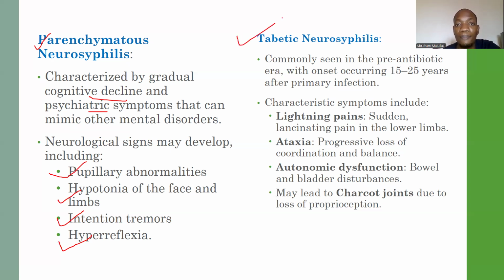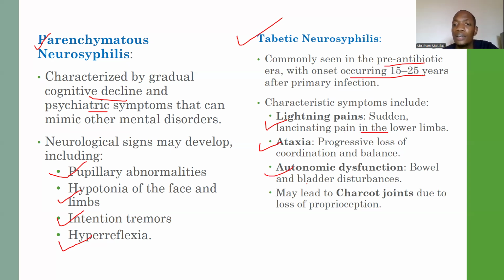Then the last one in this PowerPoint is what we call the tabetic neurosyphilis, or sometimes we call it tabes dorsalis. In this case, it was commonly seen in the pre-antibiotic era. These days, it's very hard for you to see it. By that time it was occurring between 15 to 25 years after the primary infection. It included lightning pains, sudden lacerating pains in the lower limbs, and they could get ataxia.